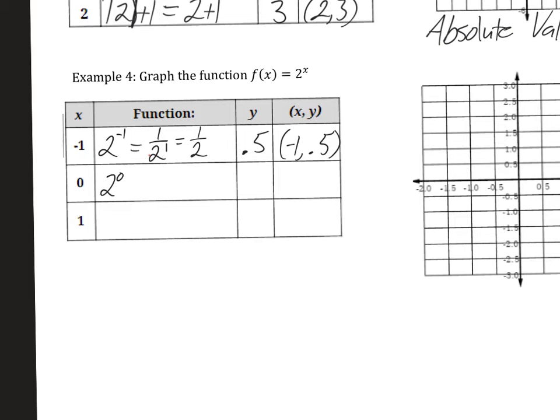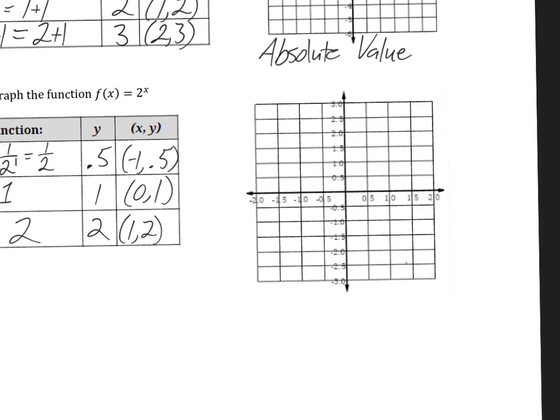Okay, 2 to the 0. What is anything to the 0 power? It is 1. So my answer here is 1. So I have a dot at 0 comma 1. 2 to the 1st power is just 2. So y is 2. So I have a dot at 1 comma 2. Okay, so we're going to go to -1 up to 0.5. We're going to go to 0 and go up to 1. We're going 1 up to 2.